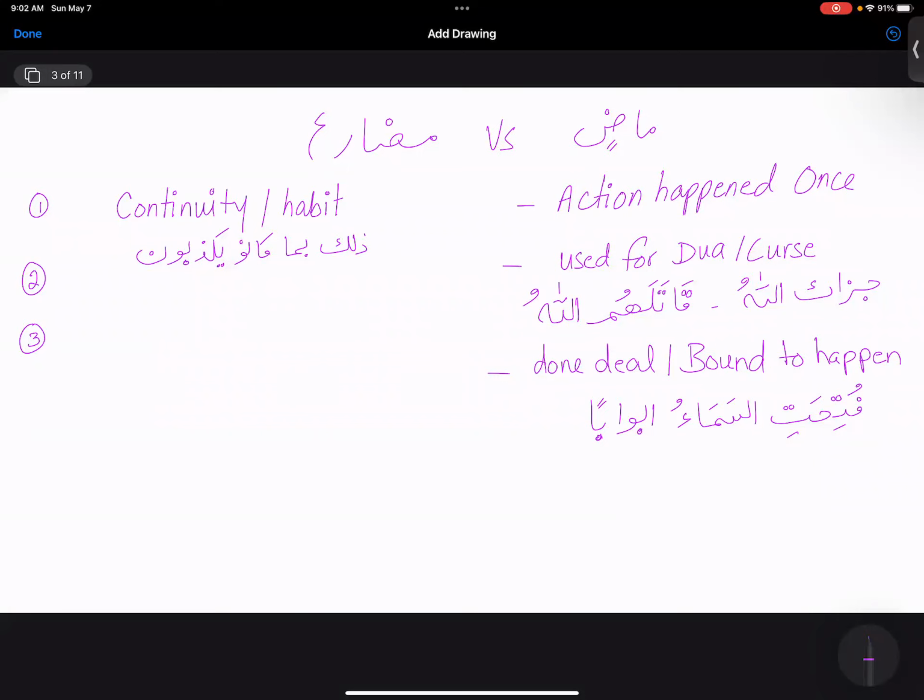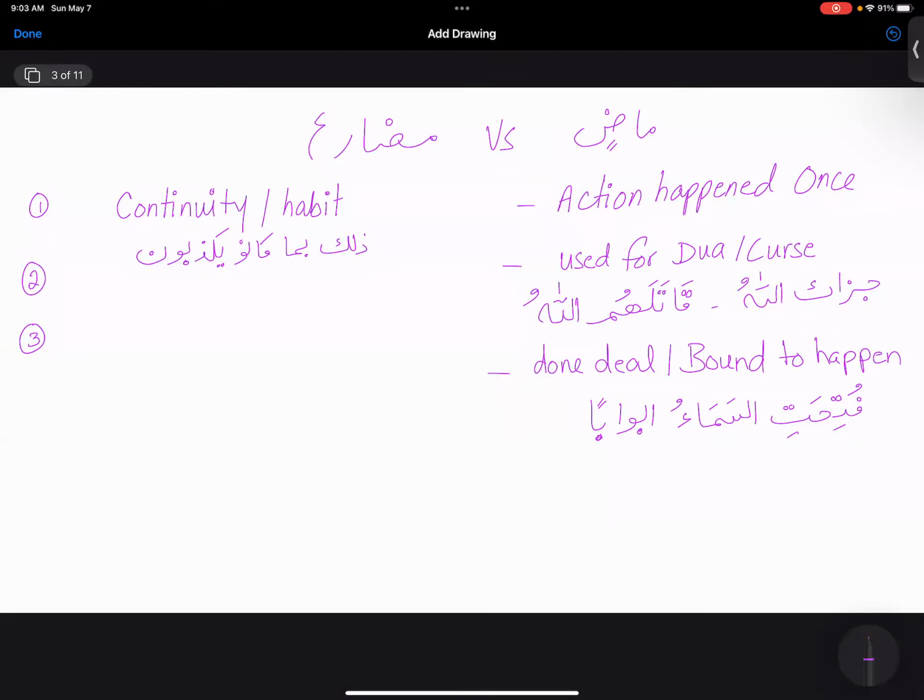They used to deny. Yakzibun also means deny. So they used to deny all these ayat, the rasul, and whatever message came to them. So that was their habit, basically. Because Allah subhanahu wa ta'ala does not hold anyone accountable for an action that happened only once. He keeps giving us time, respite. And when He sees by His knowledge that yes, they are a done deal, then He puts a seal on some hearts. So in mudari', there is continuity and it can refer to a habit.